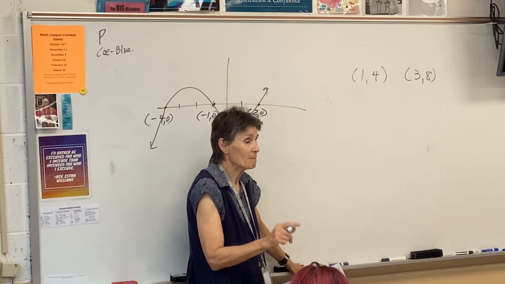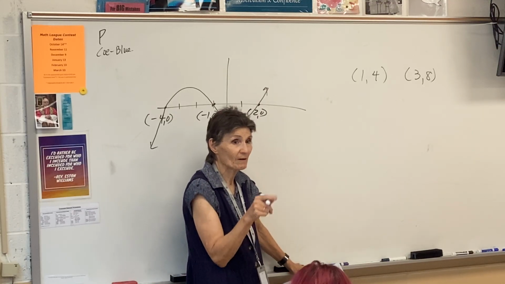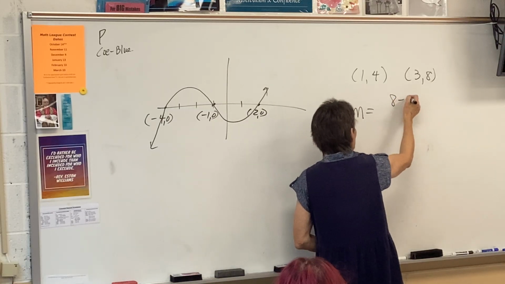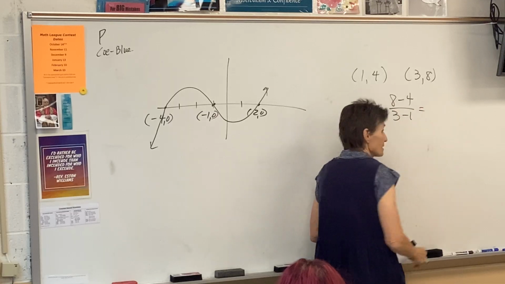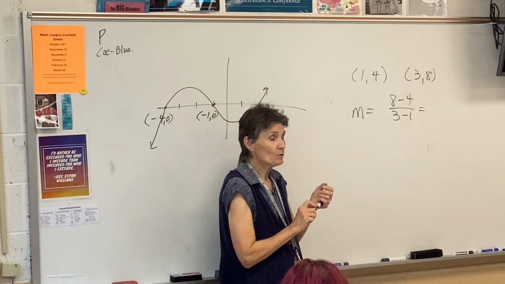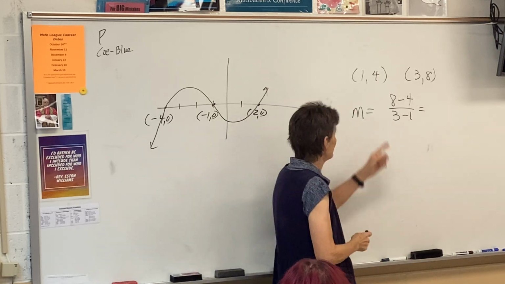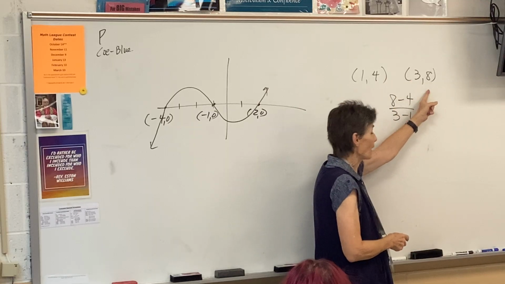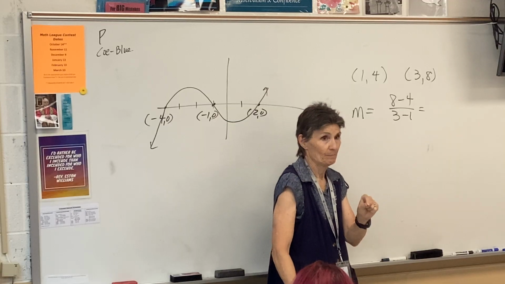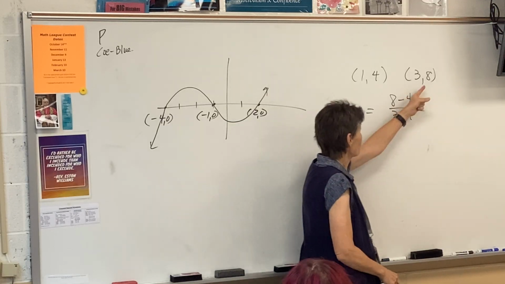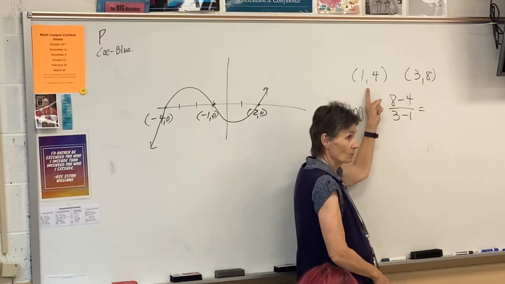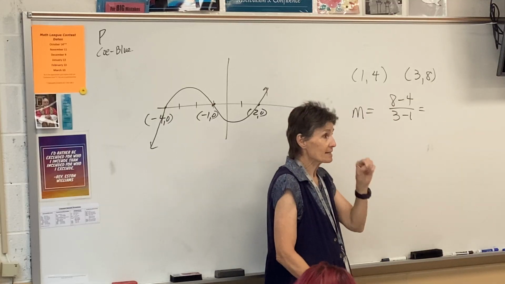Well, I gotta do something before I'm ready to build an equation. What do I have to find? Find the slope. So my slope is y minus y over x minus x. When you do slope, it does not matter if you do left minus right or right minus left. It doesn't matter. But you have to do both letters the same way. So if I do 8 minus 4, then I gotta do 3 minus 1. Got it?